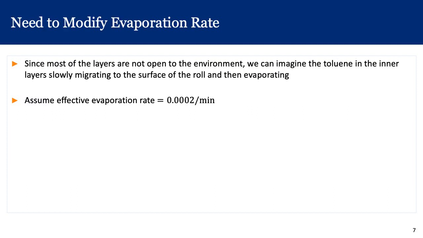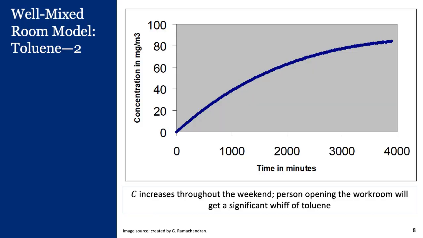But we need to now modify the evaporation rate because most of the layers of the tape are not open to the environment. We can imagine that the toluene in the inner layers is slowly migrating to the surface of the tape roll and then evaporating. And so the effective evaporation rate is much smaller than what we had assumed previously. So let's just assume that now it's 0.0002 per minute. And so now we get a completely different type of profile.